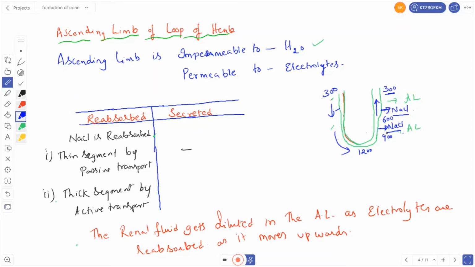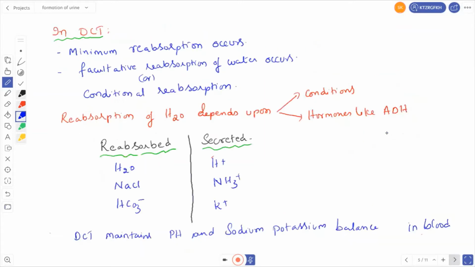So this is a very important point. NaCl is reabsorbed in the thin segment by passive transport. NaCl is reabsorbed by active transport in the thick segment, and the renal fluid gets diluted as it moves upwards. Right, now let us go for the next one, DCT.